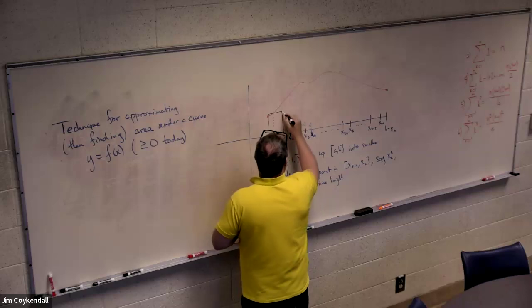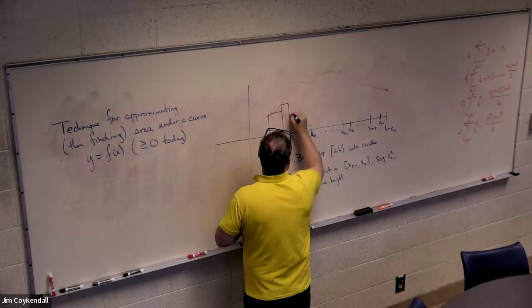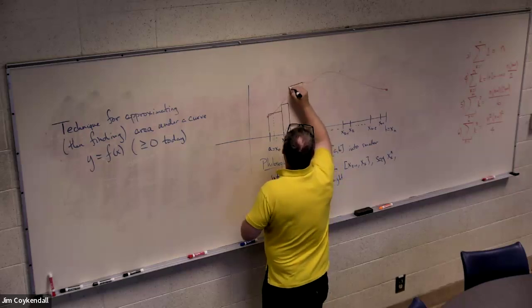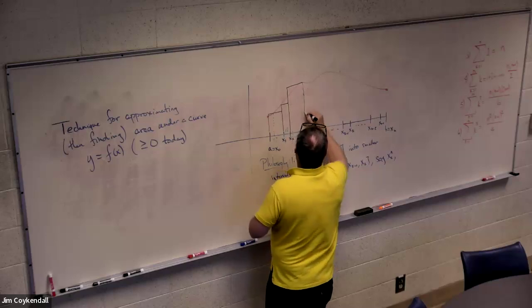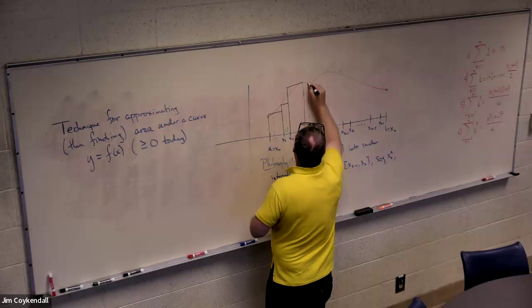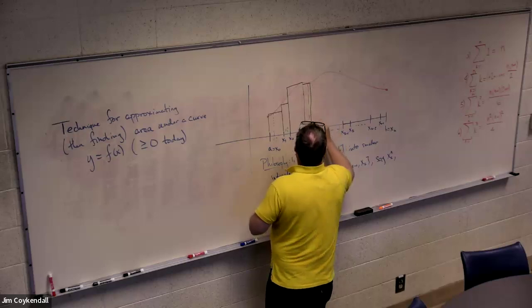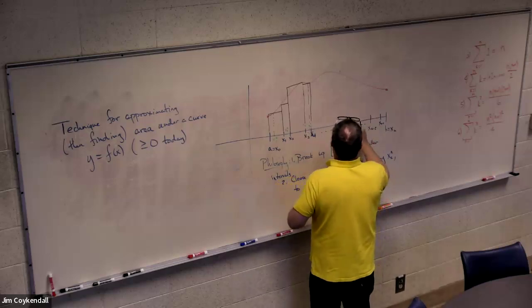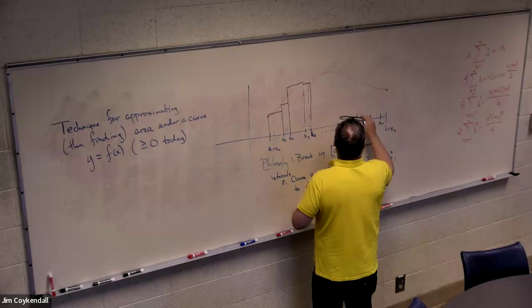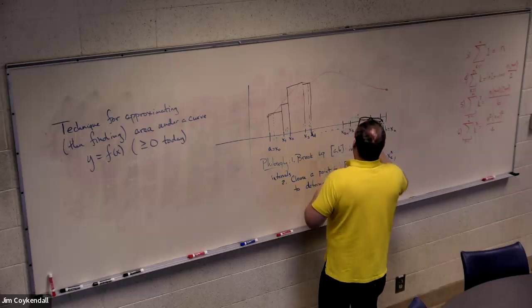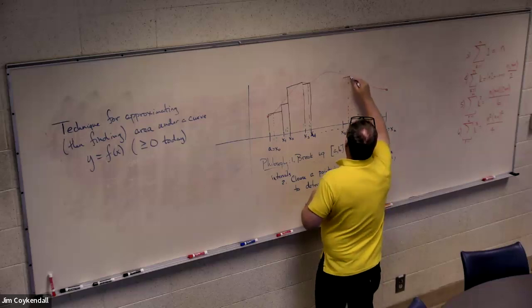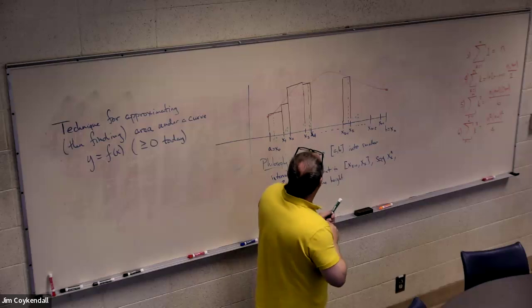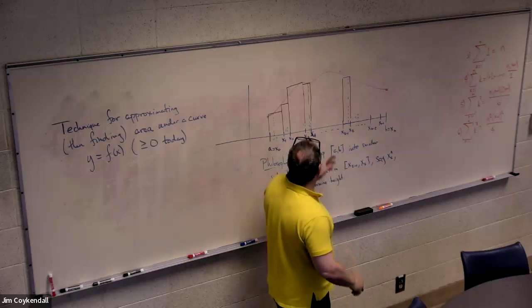x2 is the left-hand endpoint of this, so it's going to use this point to determine its height. x3 appears to be almost right over here. So it's going to turn like this. x4 is right here. So like if x star is somewhere in here, then this little box. I didn't draw all the boxes, but you all see what I did.